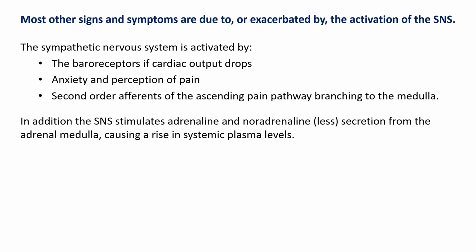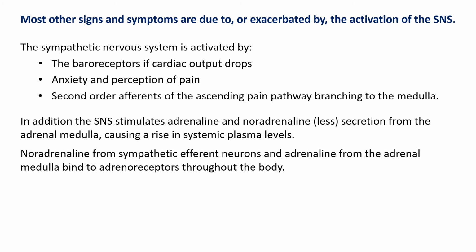And of course, the sympathetic nervous system then stimulates the secretion of noradrenaline and primarily adrenaline from the adrenal medulla. And this adds to this whole soup of catecholamines, adrenaline and noradrenaline, because of course sympathetic neurons exocytose noradrenaline. So we get rises in the levels of the catecholamines. So we get noradrenaline from the sympathetic efferent neurons, adrenaline from the adrenal medulla. If you remember, adrenaline binds to the same receptors as noradrenaline. They all bind to adrenoreceptors throughout the body.